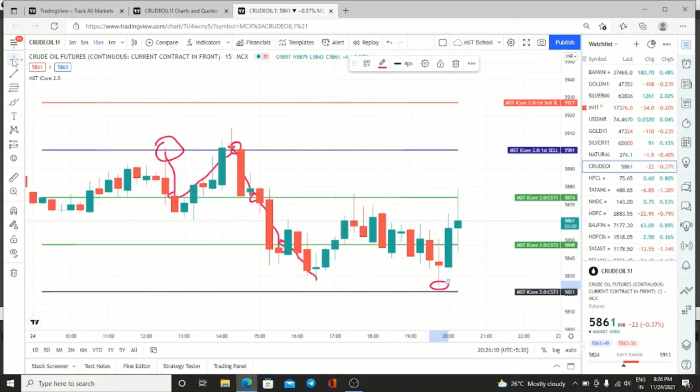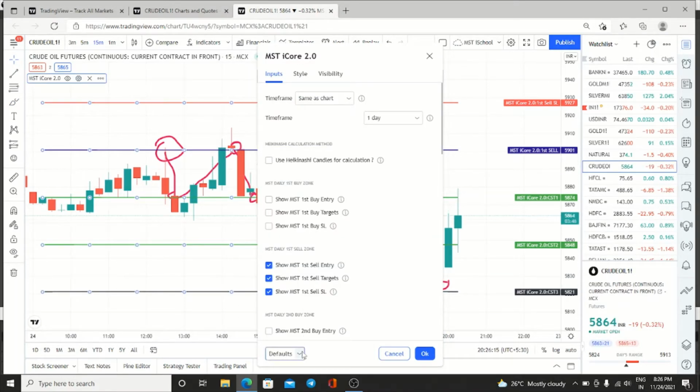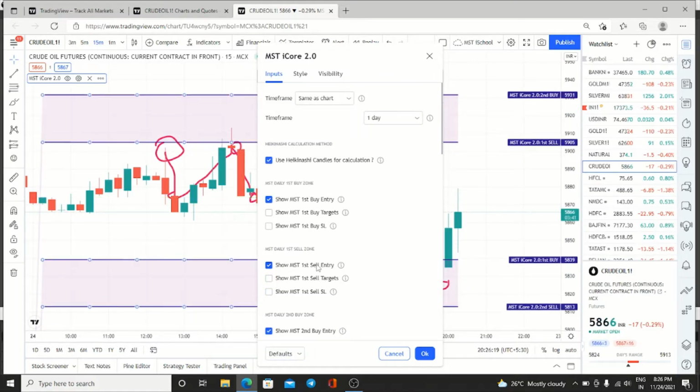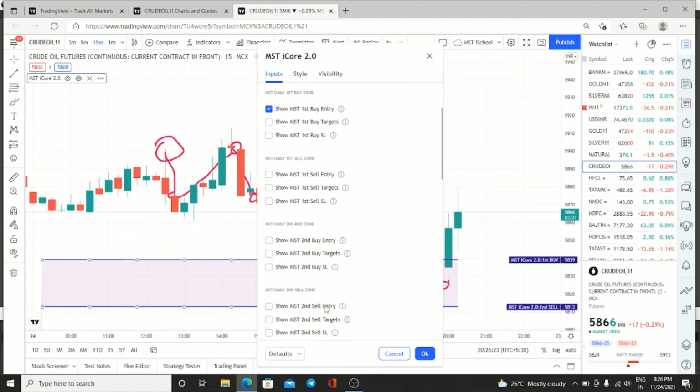Suppose you are an aggressive trader and you want to trade again and again, then what you can do? Go here, enable the first buy entry. First buy and first buy SL.